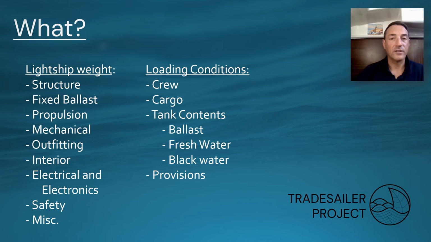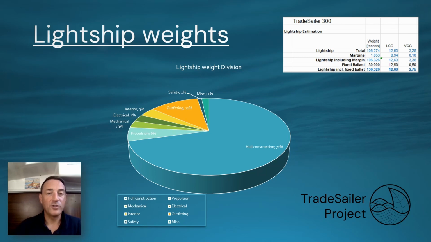So the lightship weight has got a whole heap of different parts. You can see the list here below, such as structure, ballast, interior, equipment, outfitting items, etc. And then the loading conditions. We've got, like I said, the crew, cargo, and tank contents such as fresh water and black water. And these are set up for different stages of the different loadings and different stages of the travel, such as departure, arrival, etc. So let's have a look at the lightship weights.